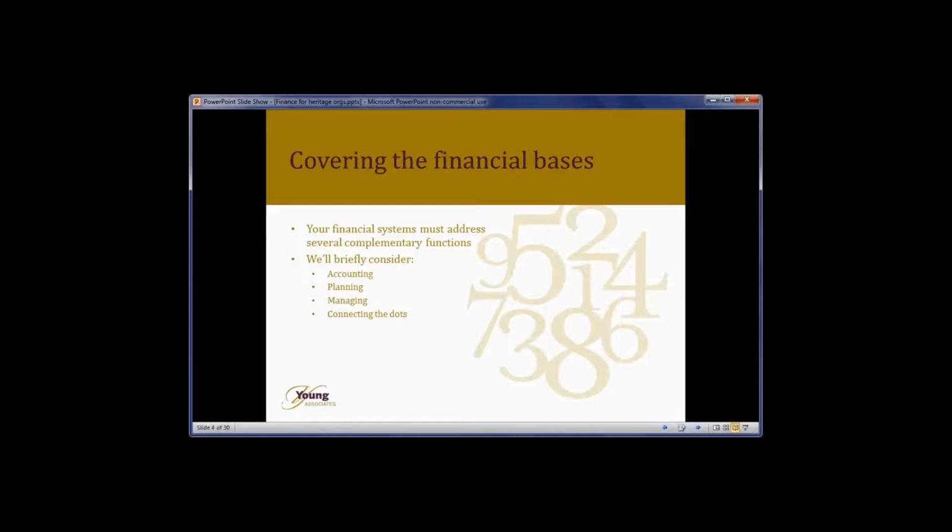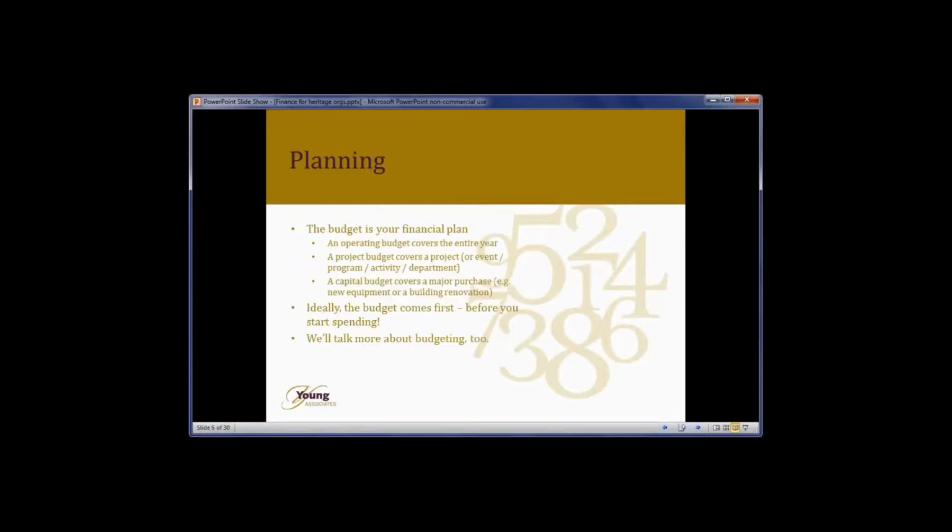We're going to start by talking about covering the financial bases. My experience with smaller volunteer organizations is that when people's roles and responsibilities feel clear, it's much easier to make sure that you've got the financial bases covered and that people are functioning effectively together. Your financial systems embrace a number of complementary functions. So we're going to talk briefly about accounting and about planning, about managing and connecting the dots as kind of overviews of the whole system.